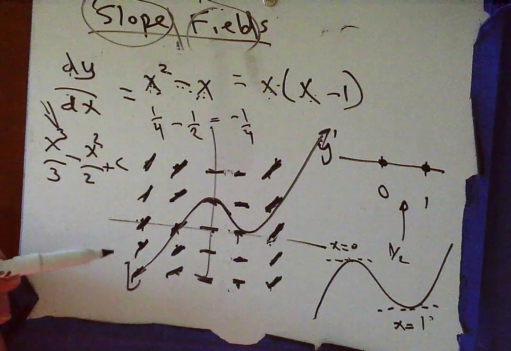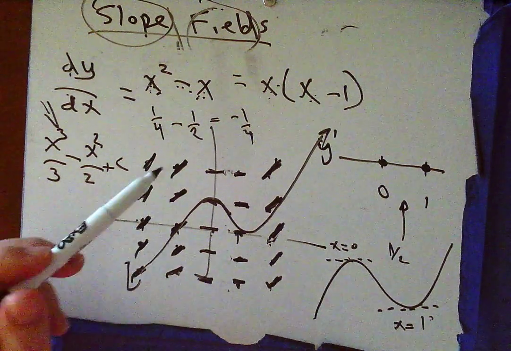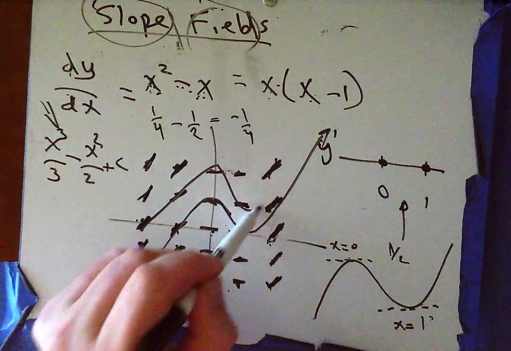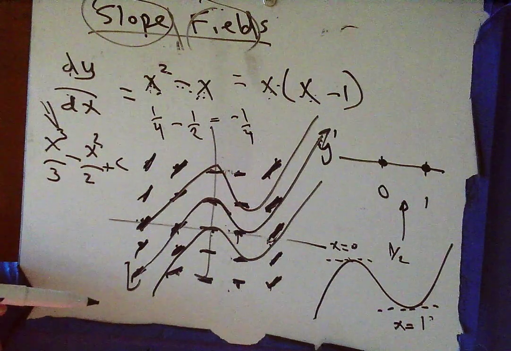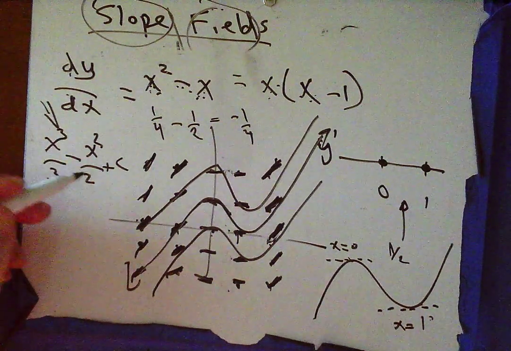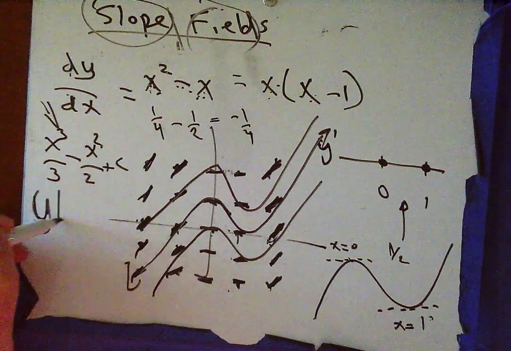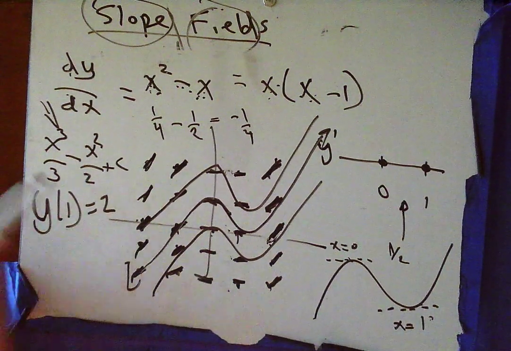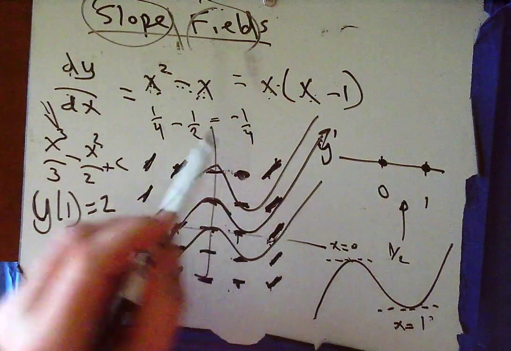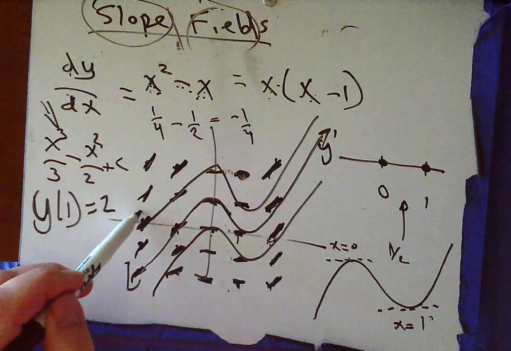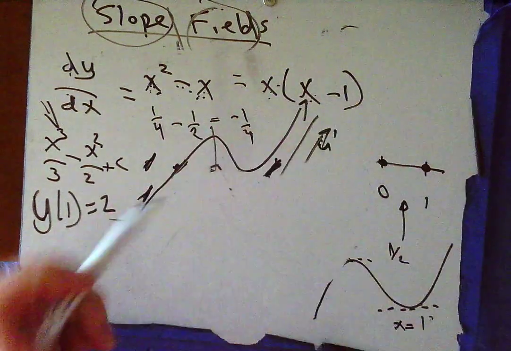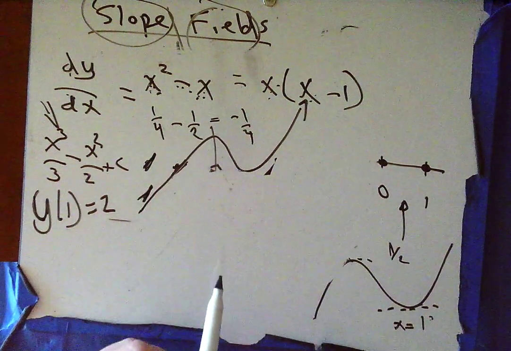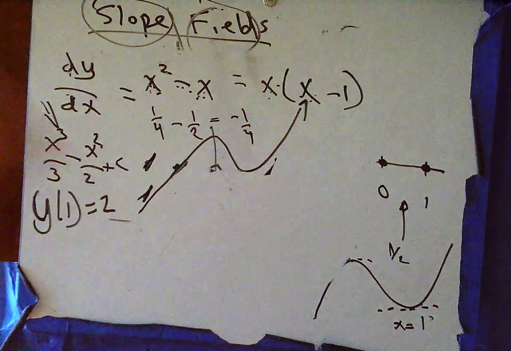Okay? But that's what my slope field should look like, an infinite number of these cubic polynomials stacked on top of each other. And again, if they give us the initial condition, y of 1 equals 2, well, at 1, I want a y value of 2, and so mine is going to be this one. This will be our particular solution. Our particular solution would look like this.